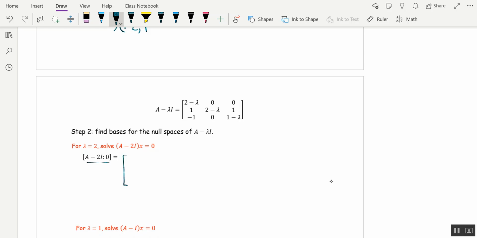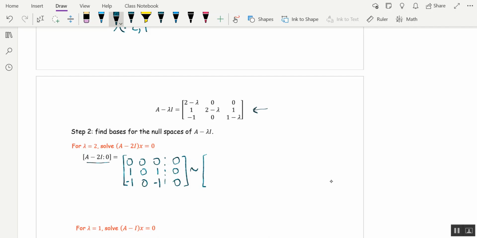Okay, and so what I do is I look up here at my A minus lambda I, and everywhere I see a lambda, I put in a 2. So that gives me 0, 0, 0, I'm augmenting, so 0 all across the top, and then 1, 0, 1, 0, and then negative 1, 0, negative 1, 0. Okay, and we're going to reduce that to reduced echelon form. That's pretty easy.